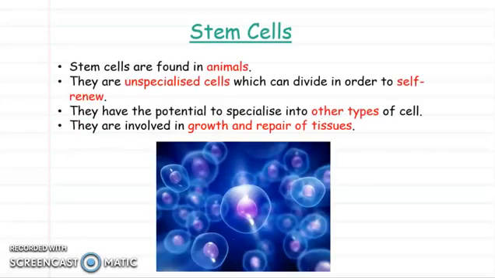Stem cells are found in animals. They are unspecialized cells which can divide in order to self-renew. They have the potential to specialize into other types of cell, and they're involved in the growth and repair of tissues.